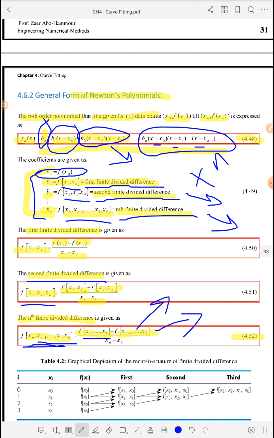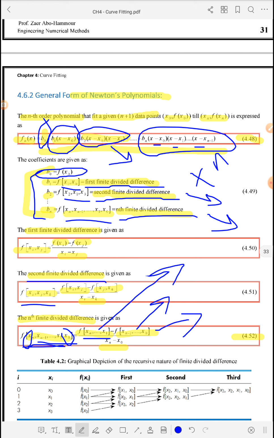This one utilizes all of the data points except the first node, while this one utilizes all of the data points except the last one, x naught. And we divide, in the denominator, the first node minus the last node. So we subtract xn minus x naught.